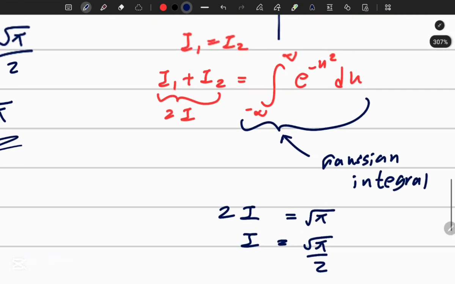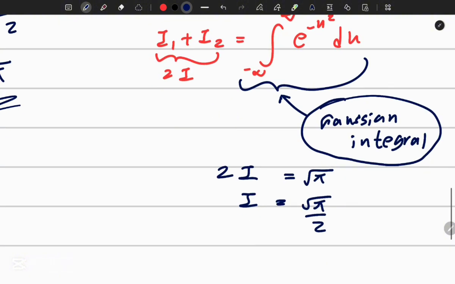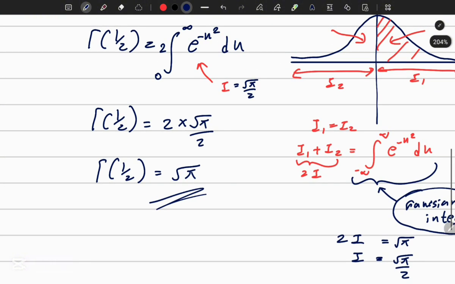I have already done a video proving this integral. I will also add that to the description.